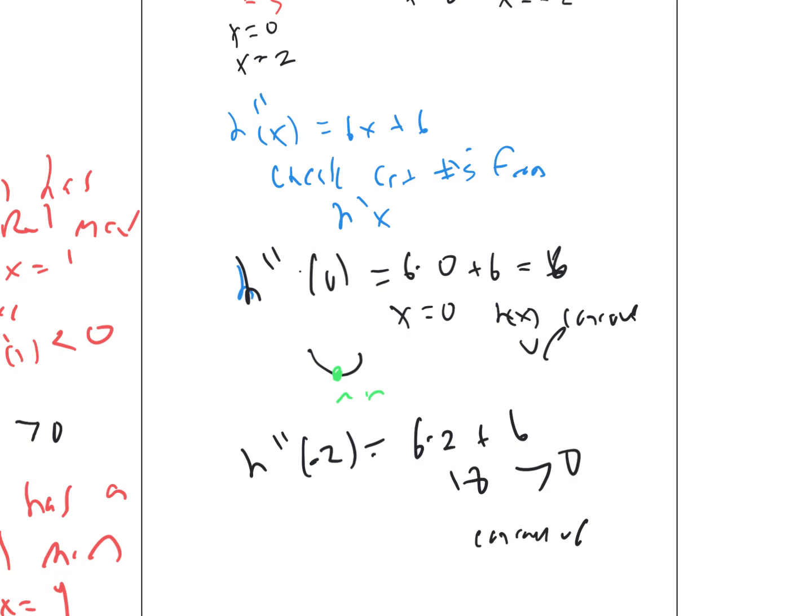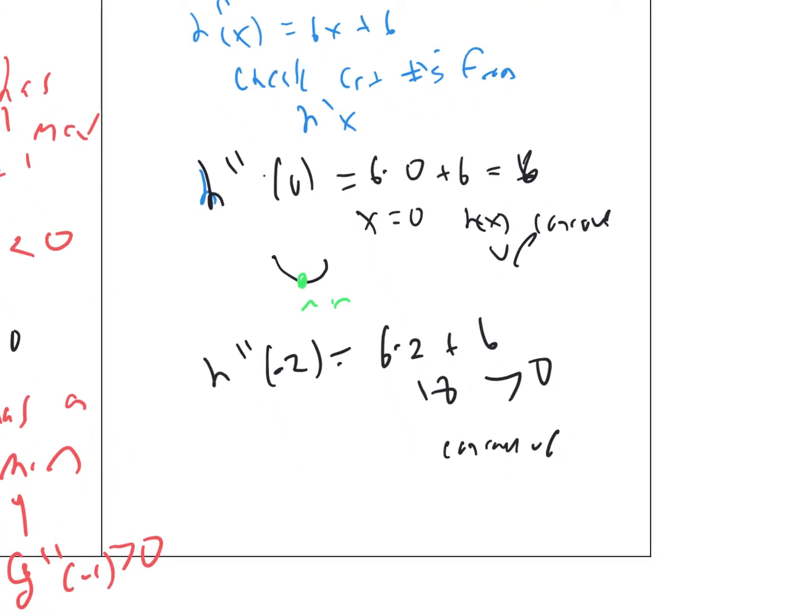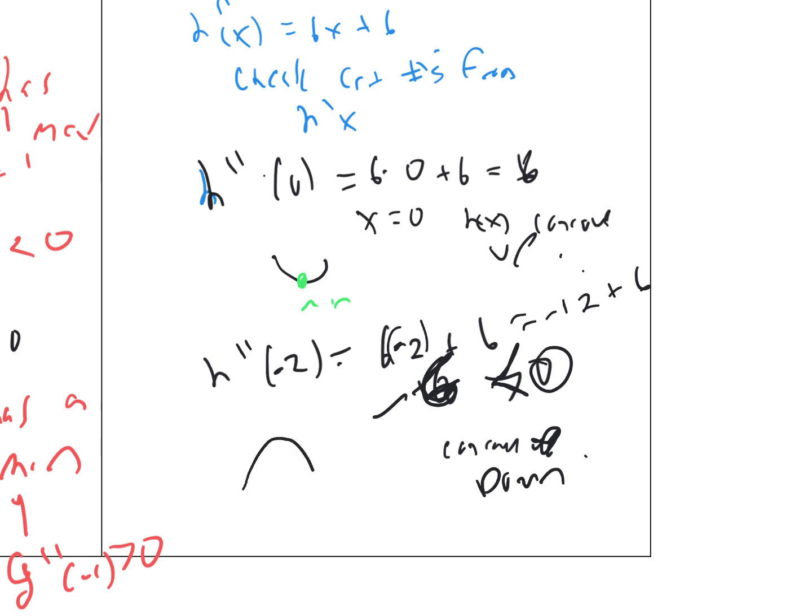I wasn't expecting two concave up. Sorry. That's 6 times a negative 2, giving me a negative 12 plus 6. That's a negative 6. Sorry. Which is less than 0. Which means it was concave down. I wasn't expecting two same concavities. So it was concave down. And what lives on top of concave down when x equals negative 2? A max. So you've got to write that out.